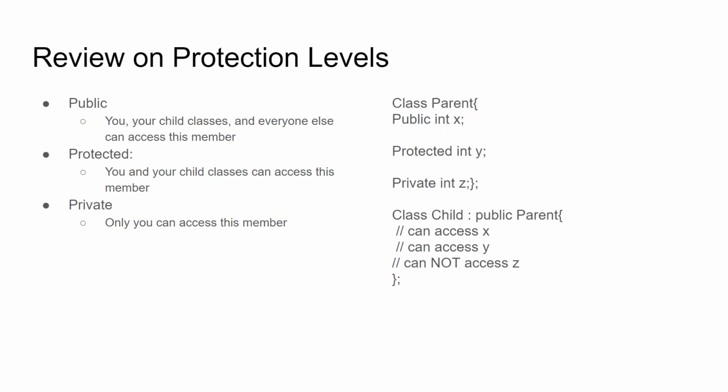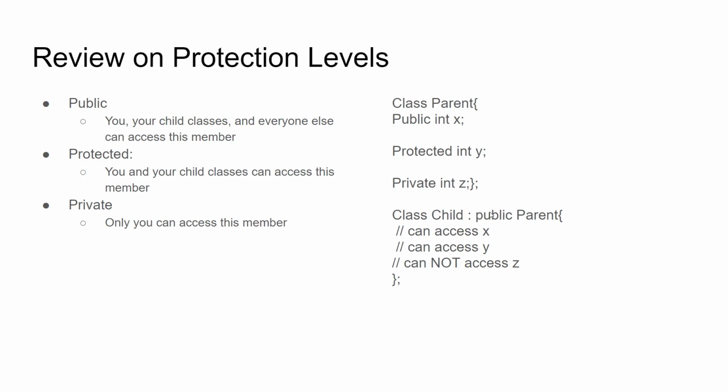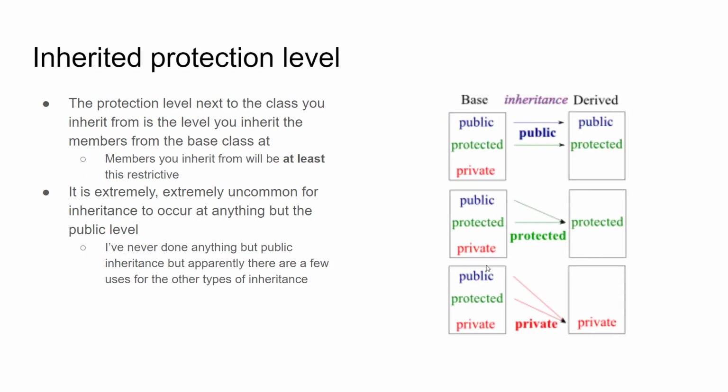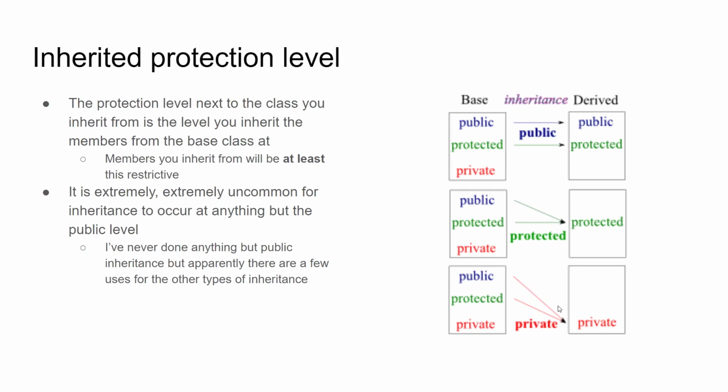So when you do the inheritance, you can say class child colon, notice public is here, so I'm inheriting at the public level. If I said private here, I'd be inheriting at the private level. So that means everything in my parent is going to become private inside myself. Does that make sense?